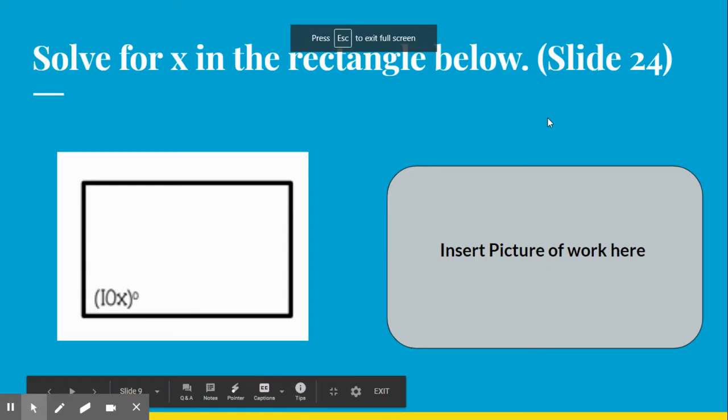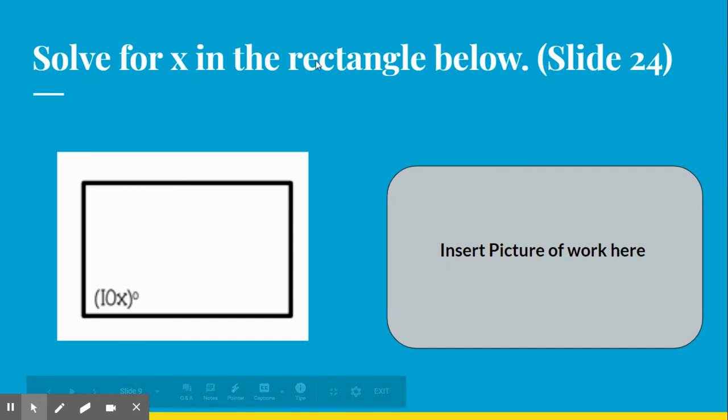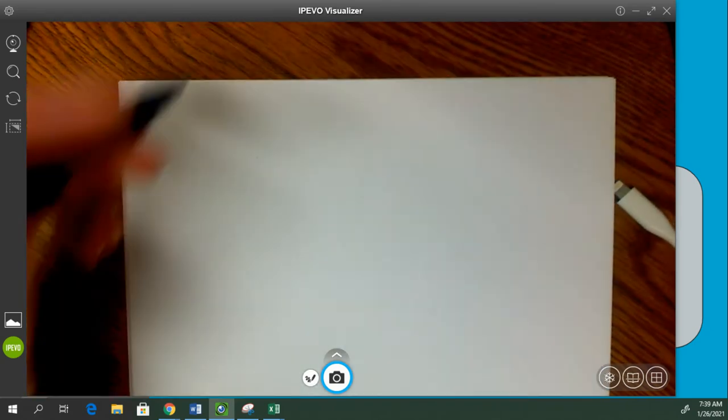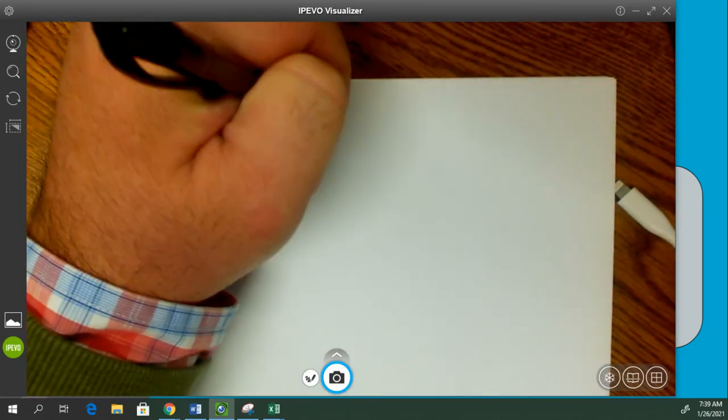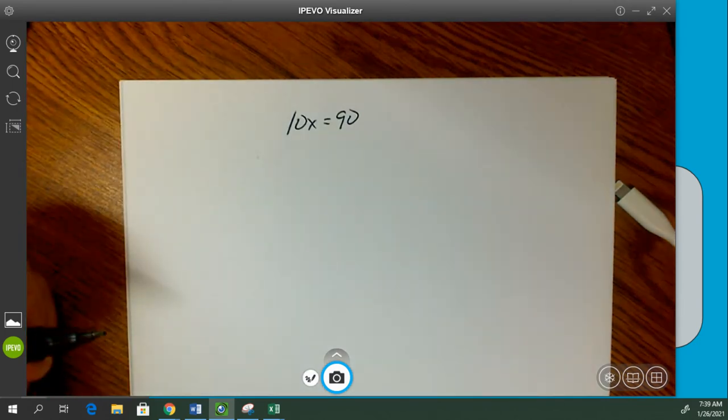So now we're going to start using these properties that we've been talking about. Solve for x in the rectangle below and use slide 24. Well, one of the specific properties of a rectangle is there are 4 right angles. So these corners are right angles. And anytime we hear the word right, that means they're 90 degrees. So to solve this, we know 10x equals 90. That's it.